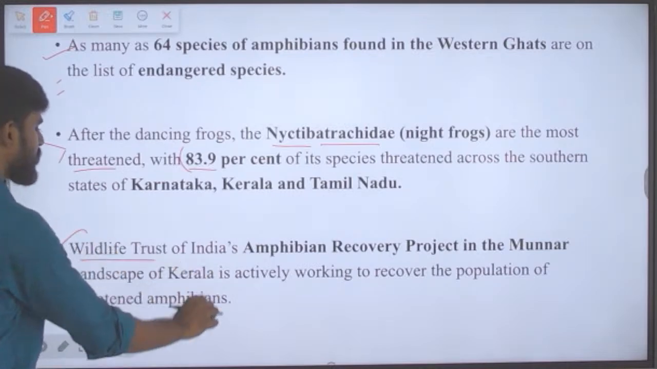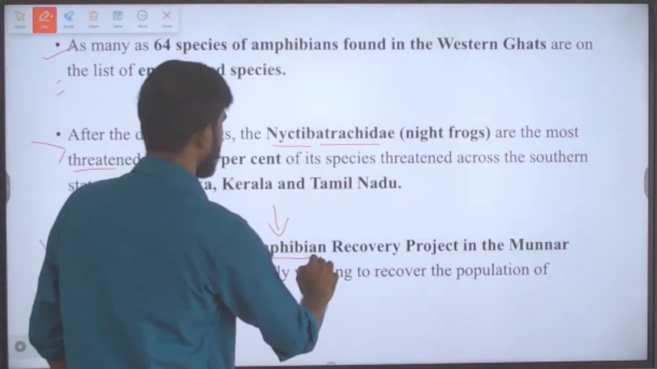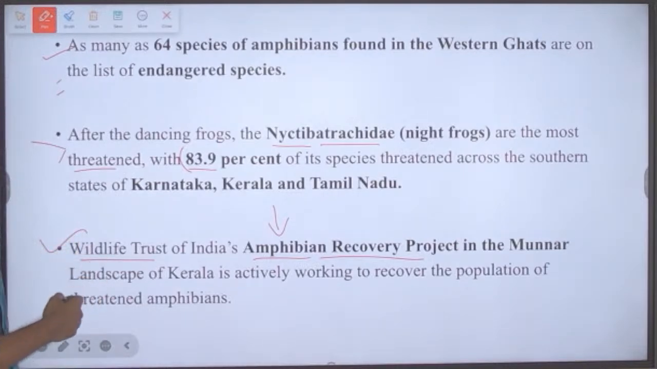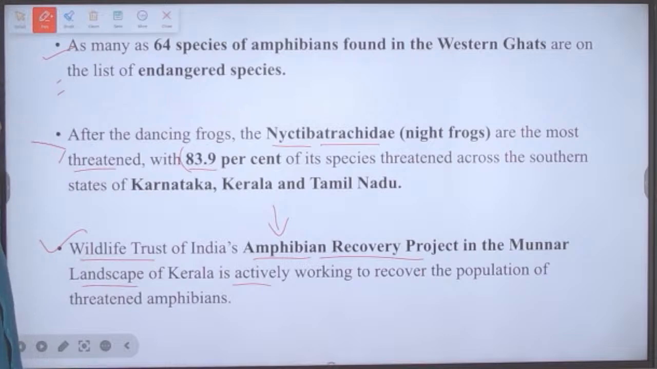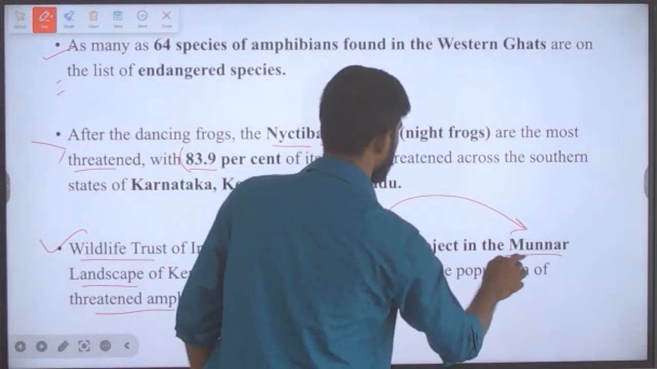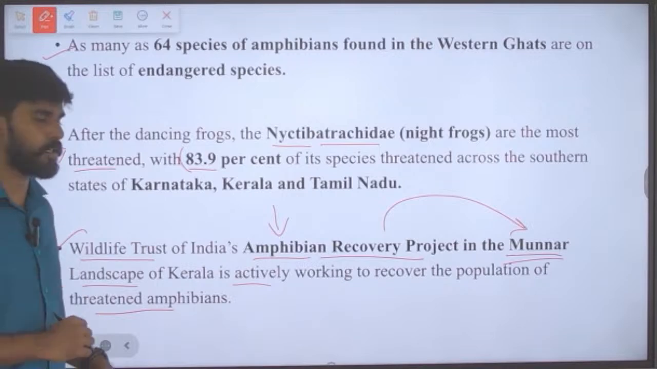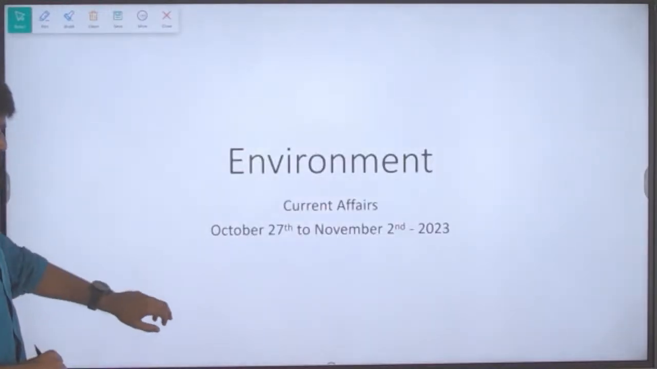And then the Wildlife Trust of India has a project. It is conducting the amphibian recovery project, which is done in the Munnar area of the Kerala landscape, and it is actively working to recover the population of threatened amphibians, which is important. So where is this project undertaken? It is in Munnar in Kerala, which is important, may be asked in the exam.